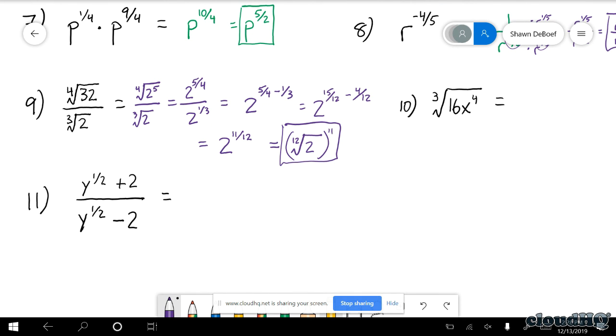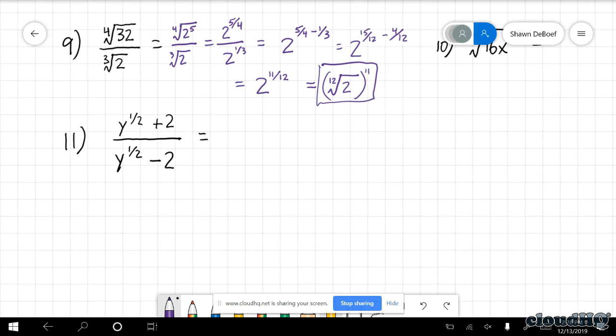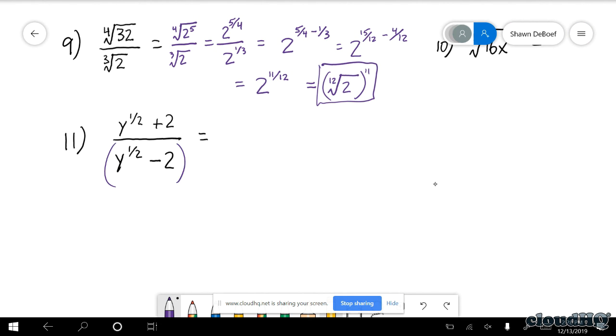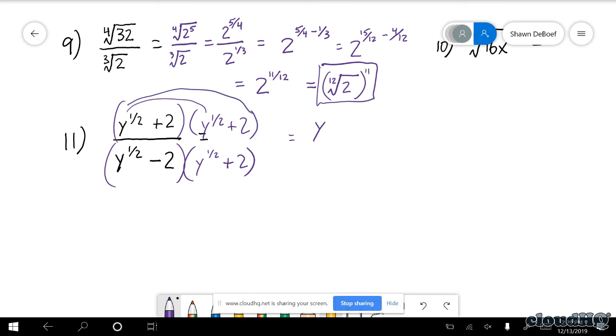Okay, I've got to kind of pick up the speed. Actually, I'm going to skip over number 10. I'd rather look at number 11. Here I have to multiply by the conjugate, just like we did yesterday. So you focus on the denominator, you just change the middle sign, and now you FOIL. When you multiply your y to the 1/2 times y to the 1/2, you add your exponents. 1/2 plus 1/2 is 1, so that just becomes a y.